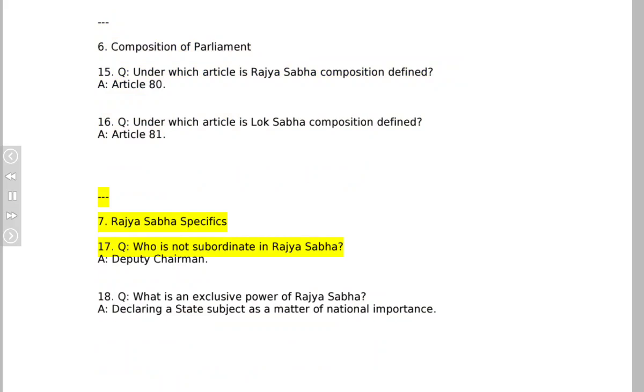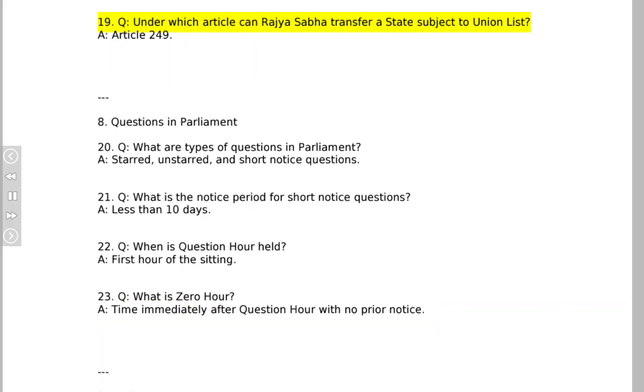7. Rajya Sabha specific. 17. Q. Who is not subordinate in Rajya Sabha? A. Deputy Chairman. 18. Q. What is an exclusive power of Rajya Sabha? A. Declaring a state subject as a matter of national importance. 19. Q. Under which article can Rajya Sabha transfer a state subject to union list? A. Article 249.